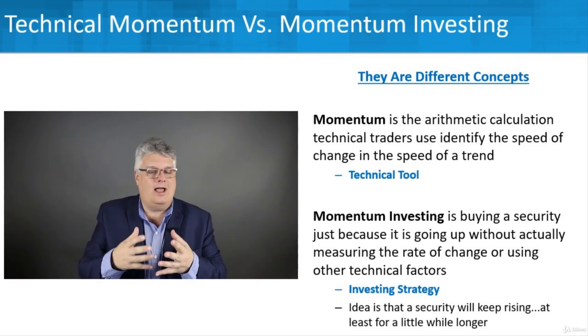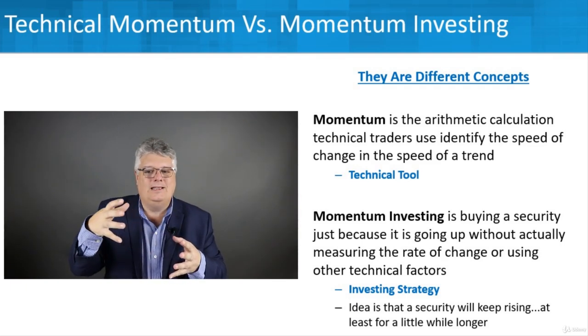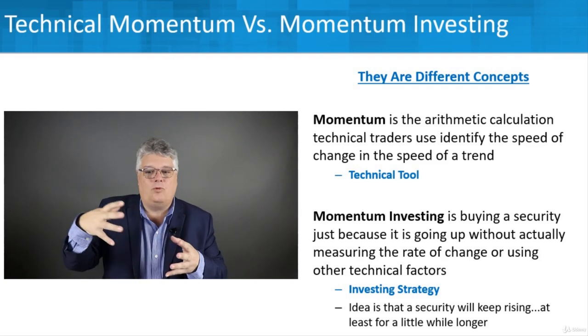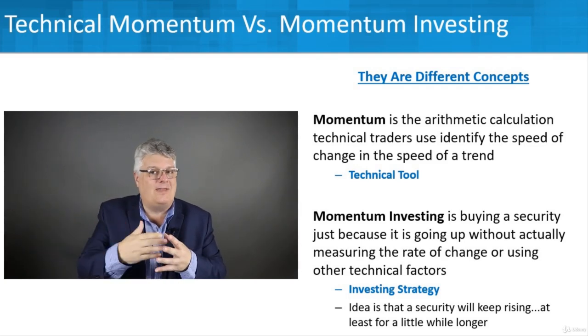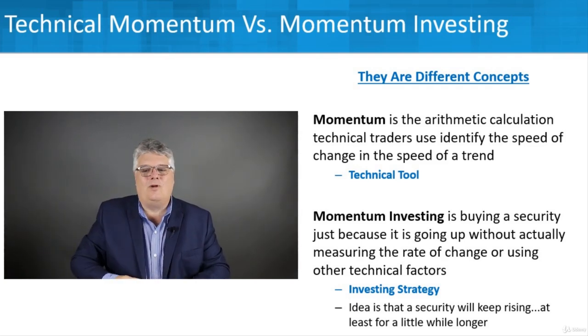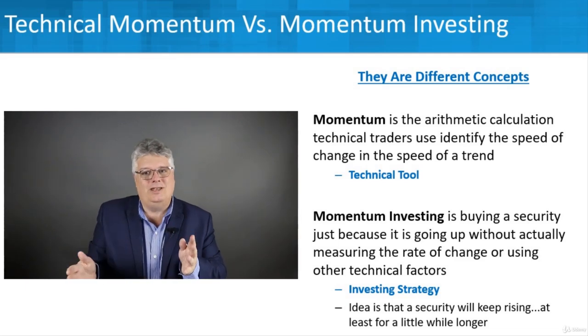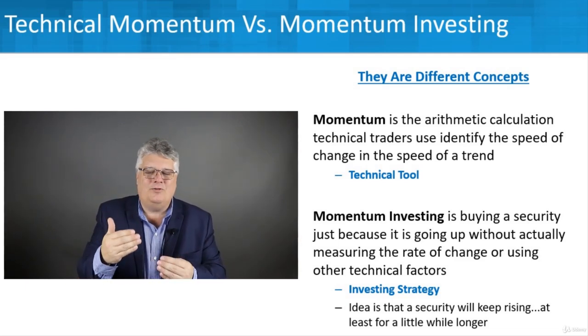And the idea behind the strategy is that if something's already rising, it will keep rising, or at least for a little bit longer. It's got that momentum behind it. It'll keep rising, for example. Or if the momentum's going downward, it's the same thing, where the momentum will be going downward. But you see the difference between the two?